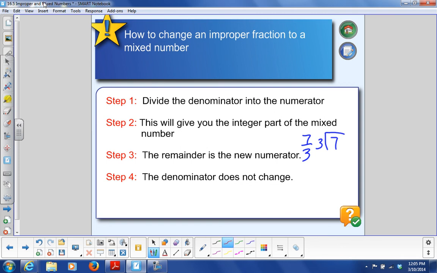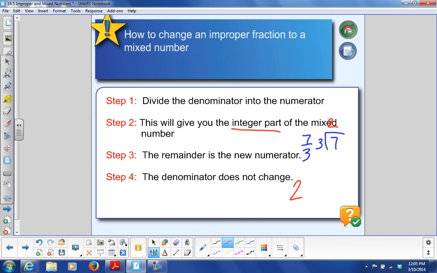Step number two is to actually do the division. So three goes into seven how many times? Two times. So I'm going to write my two up here. This gives me the integer part. Now I know I'm going to at least have a whole number of two.